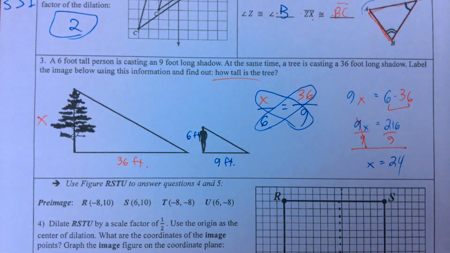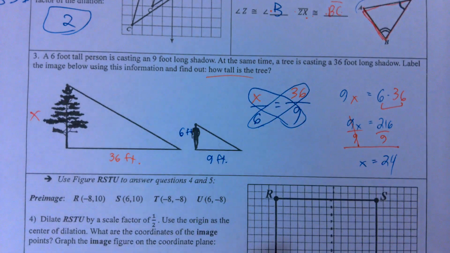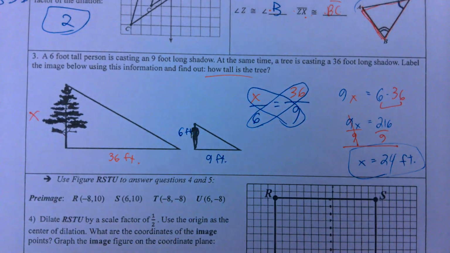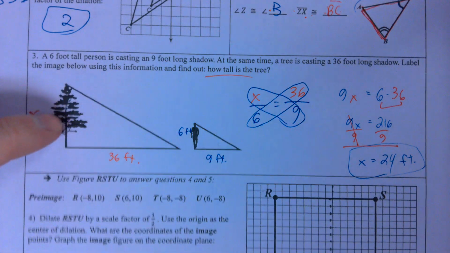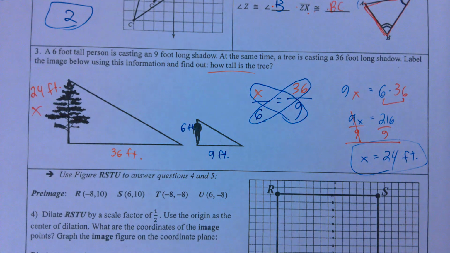24 times. Now x equals 24 is great, but we're missing one little thing, and that is my units, which in this case are feet. So we find by doing this process that my tree is 24 feet tall.